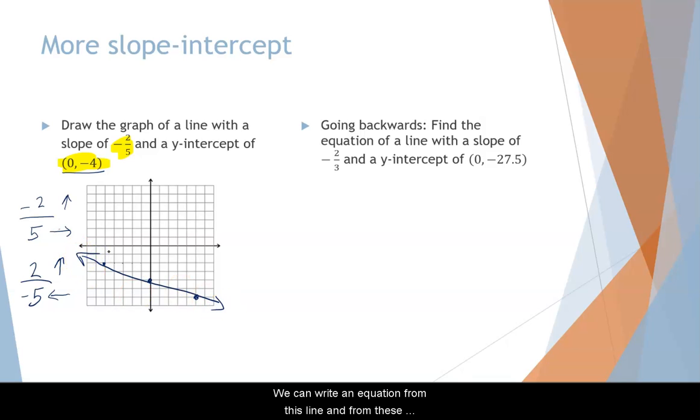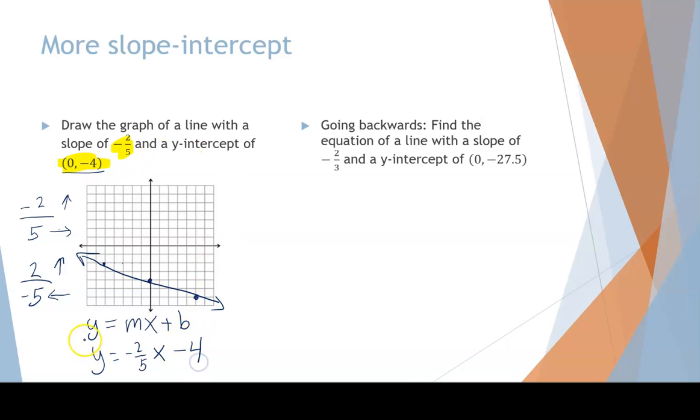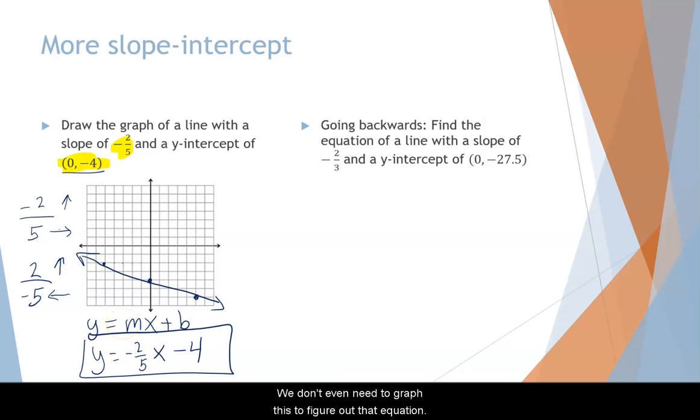We can write an equation from this line and from these pieces of information because we know that any linear equation can be represented as y = mx + b. In this case, our slope is -2/5, and our y-intercept is (0, -4), meaning that our b is -4. We don't even need to graph this to figure out that equation.